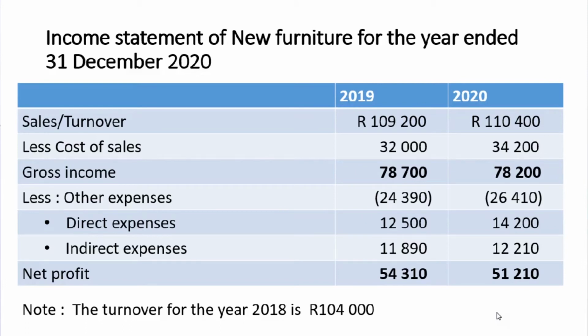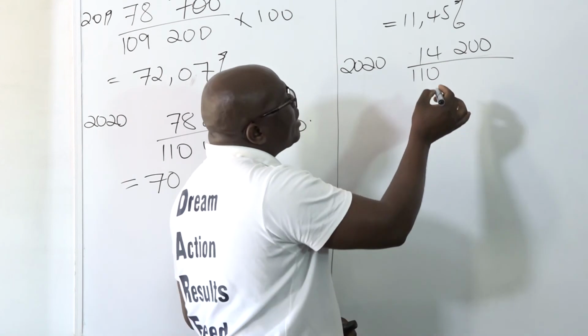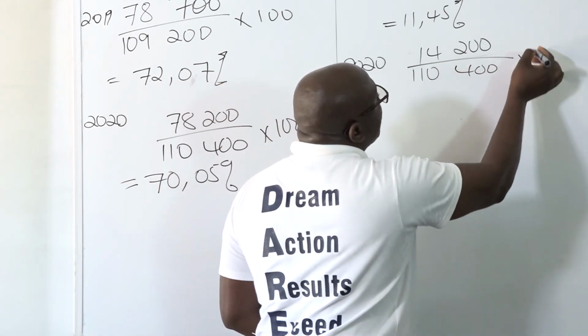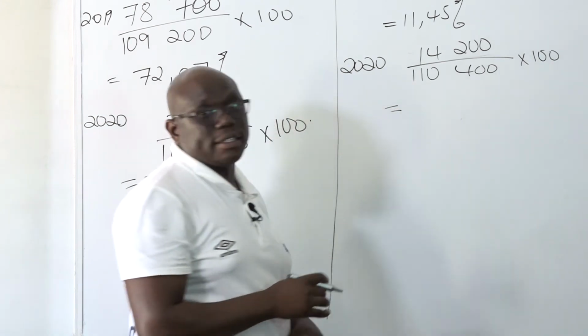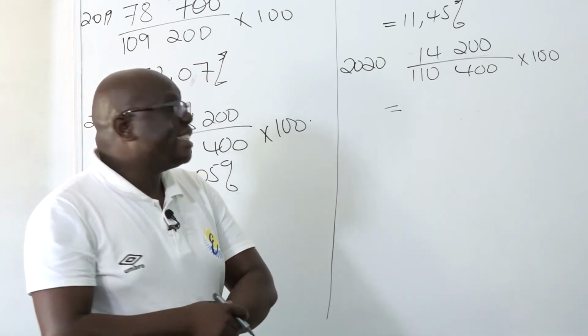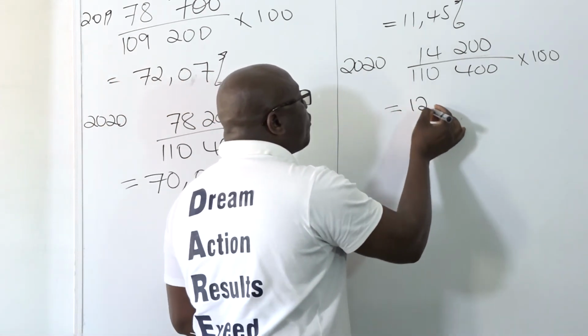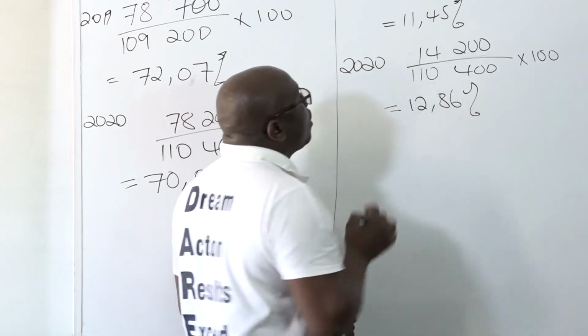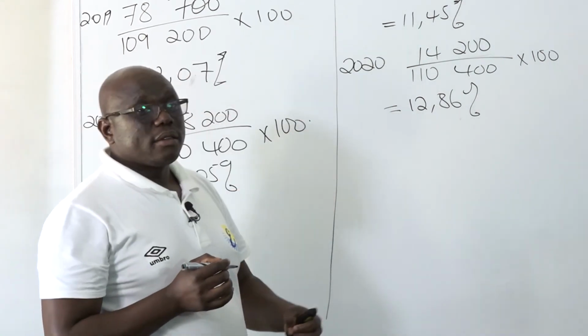In 2020, our direct expenses are 14,200. We divide by our turnover, which is 110,400. We multiply by 100, which gives us 12.86%. So what does this mean?